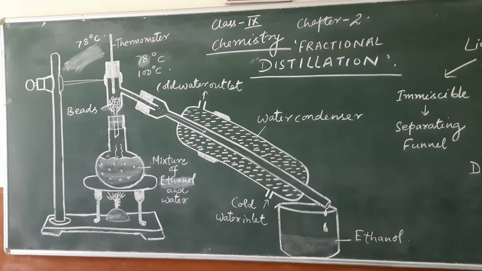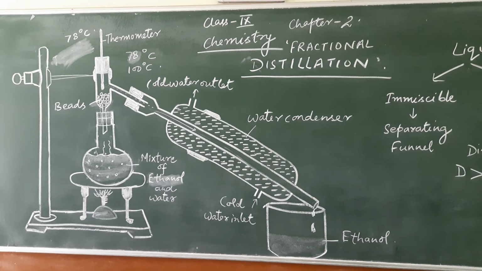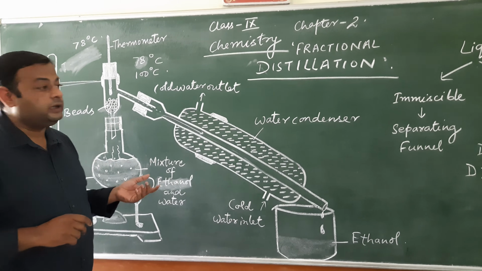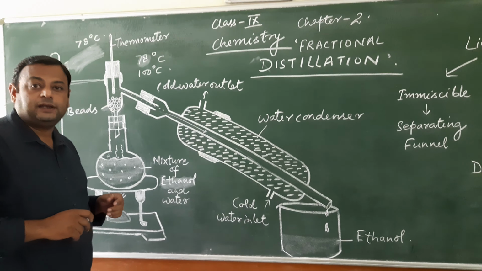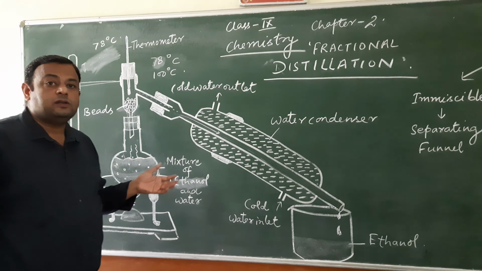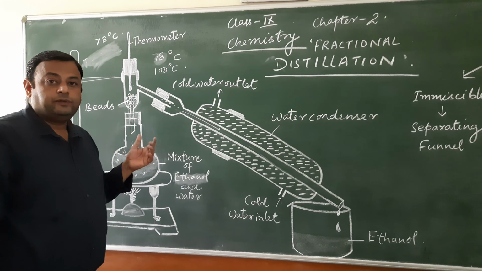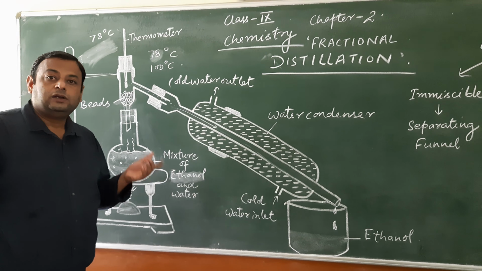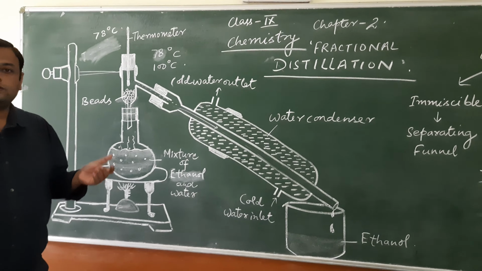So by this method, we can separate the mixture of two miscible liquids if they have a difference in their boiling points lesser than 25 degrees Celsius or lesser than 25 Kelvin. This method can also be opted for separating various components of petroleum, and we can also opt for this method to separate out various components of air.